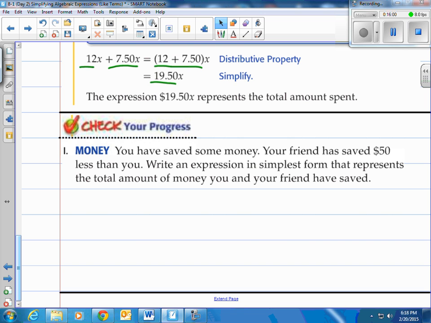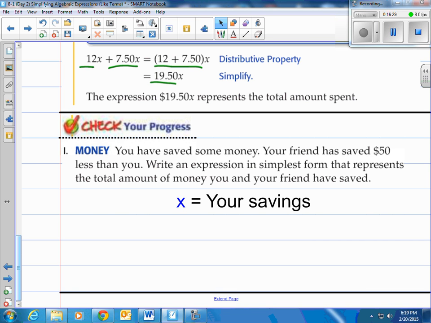It says you have saved some money. Your friend has saved $50 less than you. Write an expression in simplest form that represents the total amount of money you and your friend have saved. Well, let's start out by looking at it. It says you have to find the total, but how much did you save? You don't know. It doesn't say here, but we can come up with a variable that represents how much you saved. So step one is name a variable. So X we'll say is your savings, how much you actually saved.